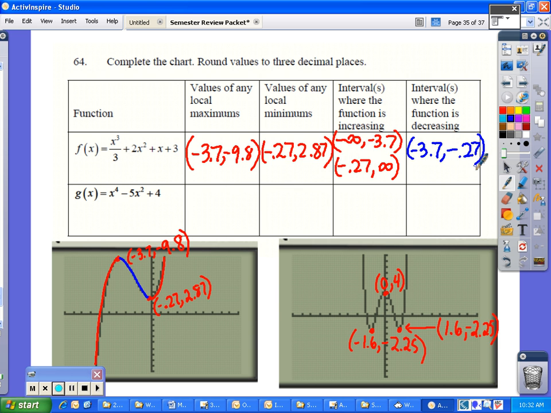Going on to the next graph, I'm going to go ahead and highlight now the local max, and you'll see you only have one local maximum, which is the 0.04. You have two local minimums, which are at negative 1.6 comma negative 2.25, and 1.6 comma negative 2.25. So I'm going to go ahead and write those in.